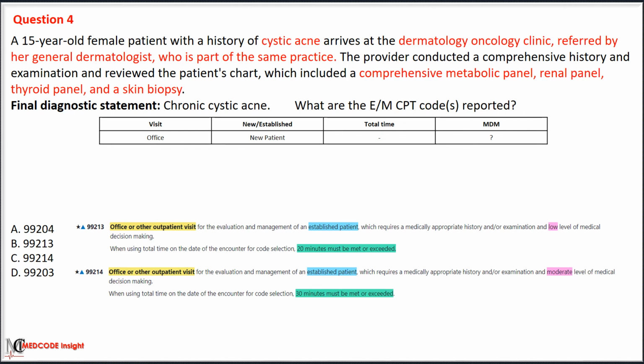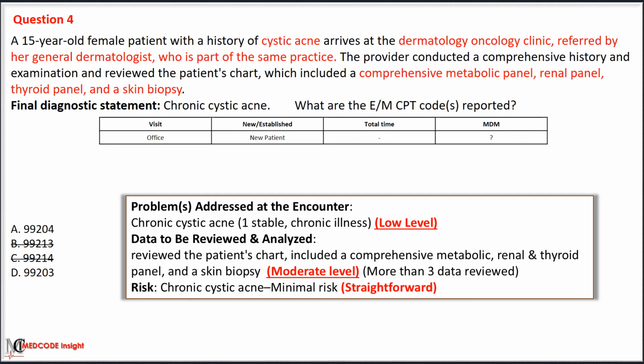As this visit is the office visit of a new patient, we first eliminate options B and C with the codes 99213 and 99214, used for established patient office visits. To find the level of the MDM, we need to analyze the three components of the MDM. In the given scenario, the problem addressed at the encounter is the chronic cystic acne, which is a stable chronic illness and falls under the low level.